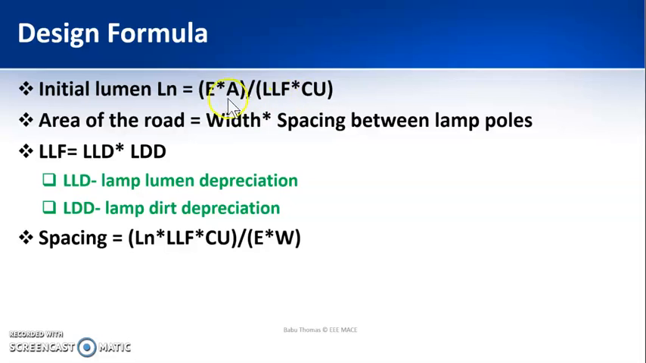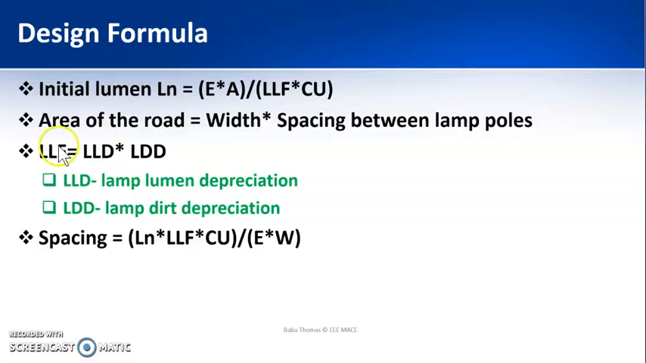And here, area is nothing but width into spacing between the lamp poles. So width of the road into spacing between the lamp poles is nothing but the area of the road. And the light loss factor is either given, or sometimes it is given as lamp lumen depreciation and lamp dirt depreciation, which you multiply in order to get the light loss factor.